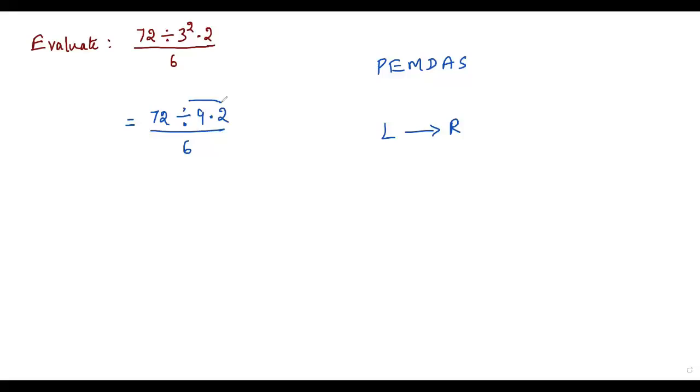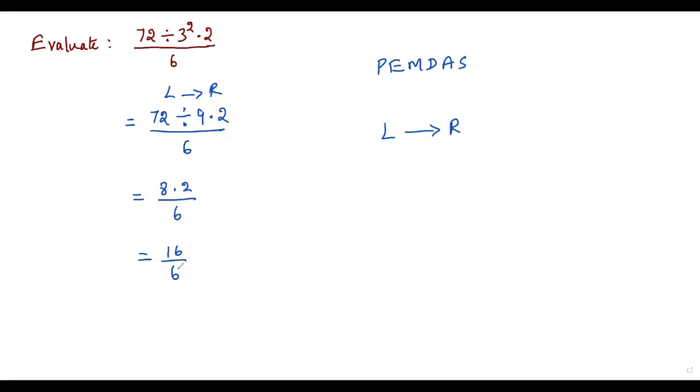So here I have to look at this numerical expression from left to right. When I look at this expression from left to right, I have division first, multiplication next. So I have to do the division first. When I divide 72 by 9, I'll be getting 8 times 2 over 6. Now I can do the multiplication in the numerator. 8 times 2 is 16, so 16 over 6.